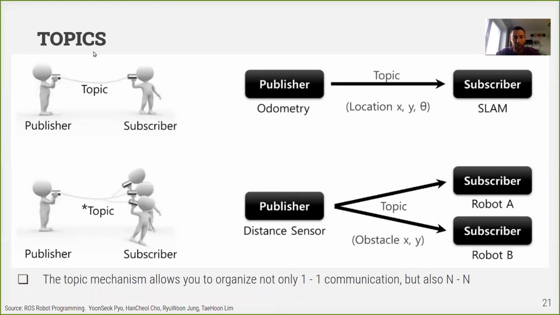So the first one is topics. There is usually a publisher and a subscriber in this communication. So the publisher publishes some data. In this particular example, it is odometry, and there is a simultaneous localization and mapping algorithm which reads this odometry. But it is important that topics allow many-to-many communication. So it is not only one-to-one communication, it is many-to-many. So here's an example where we have a single publisher, but two subscribers. It is also possible with topics, and also many publishers are possible.